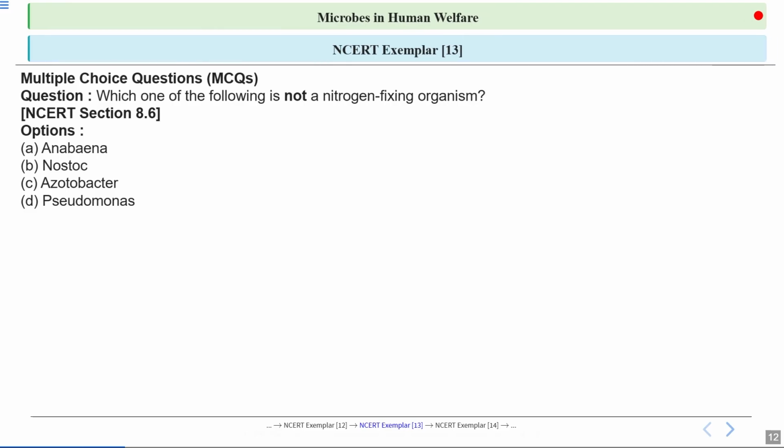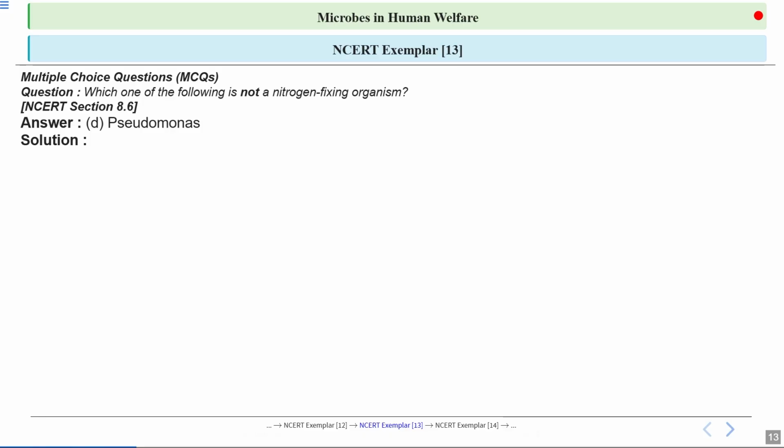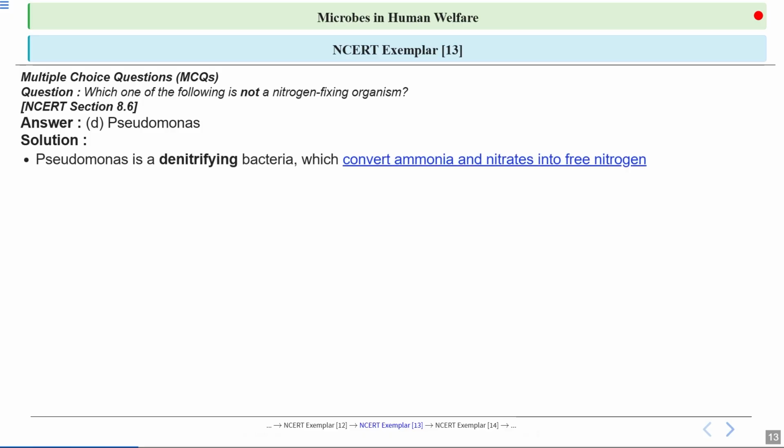Next question, which one of the following is not a nitrogen fixing organism? Options are Anabaena, Nostoc, Azotobacter and Pseudomonas. What is the correct answer? So answer is option number D, Pseudomonas.